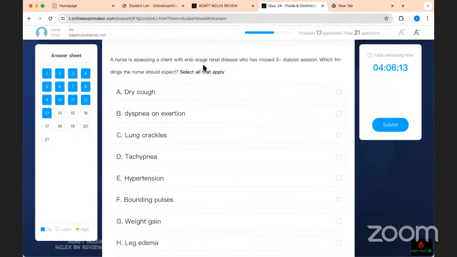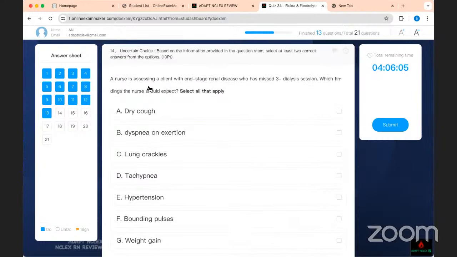And this is assessing a client with end-stage renal disease who has missed 3 dialysis sessions. Which finding would you expect? The board can ask you something like that. They may not use the same words, or they may trick it, but it's the same thing. Who can tell me what is wrong with this patient? Don't answer the question until you figure out what I'm trying to ask you. Dialysis patient, missed 3 dialysis sessions. And I said, which of these should you expect?